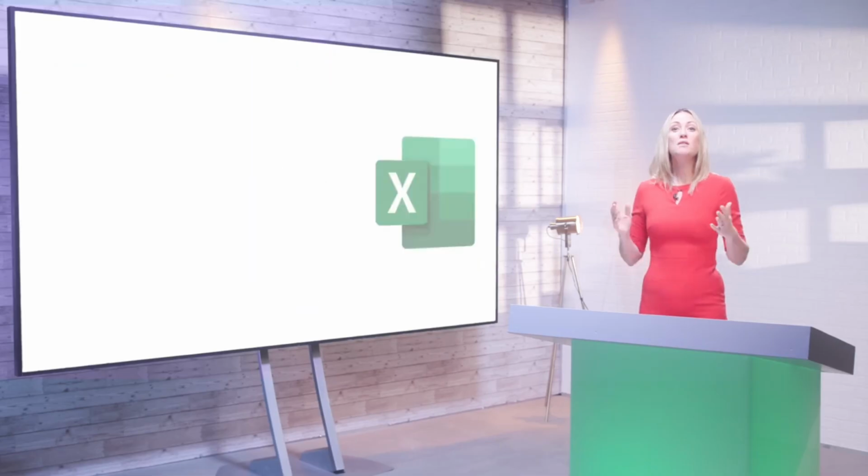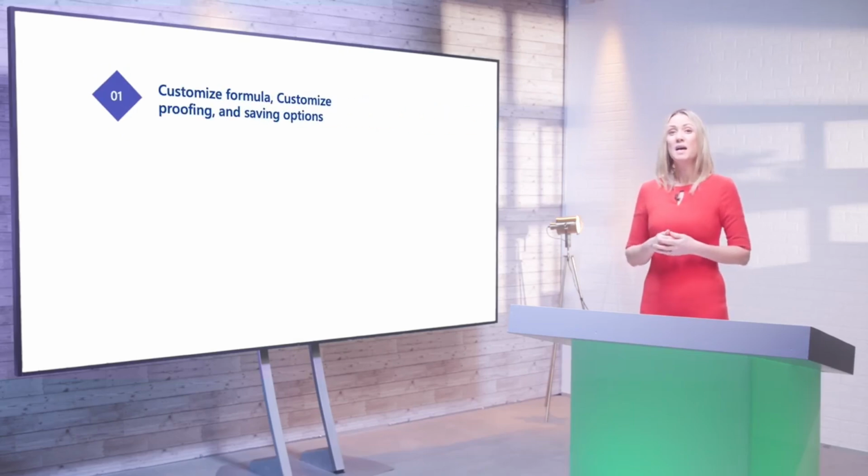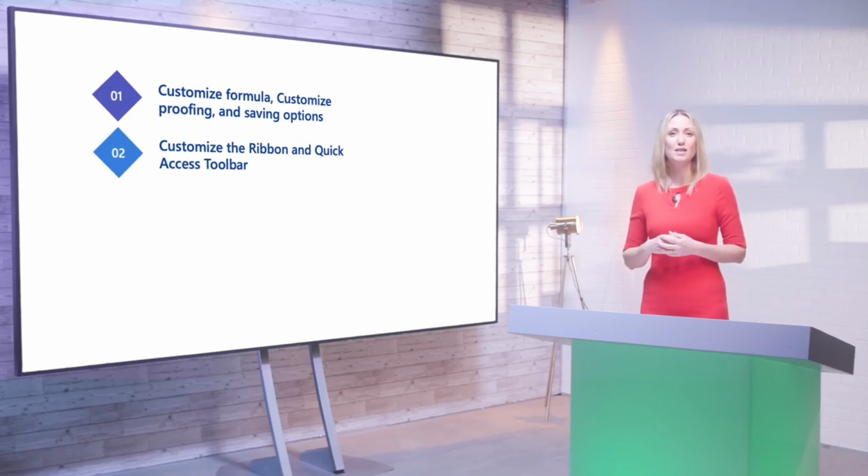Using the Formulas category in the Excel Options dialog box, you can customize how these formulas behave as well as how errors are handled. By the end of this lesson, you will be able to customize formulas, customize proofing and saving options, and customize the ribbon and quick access toolbar.